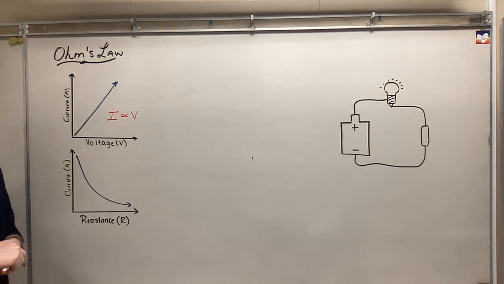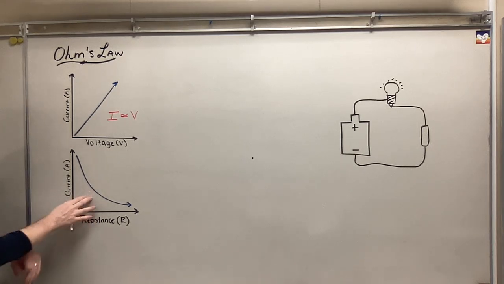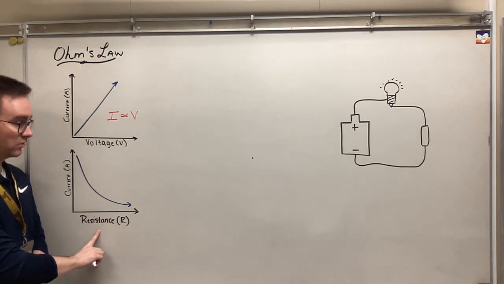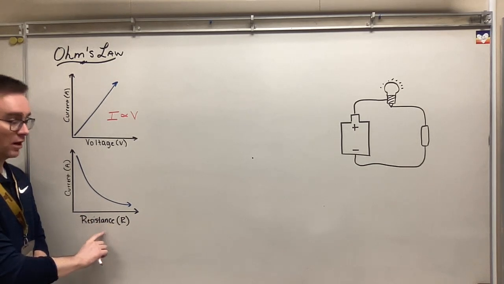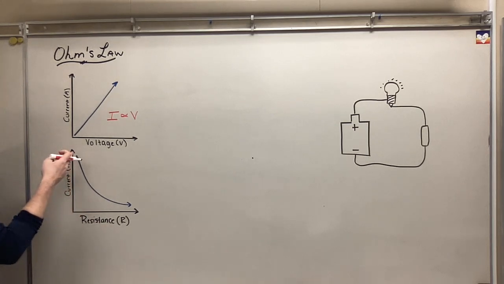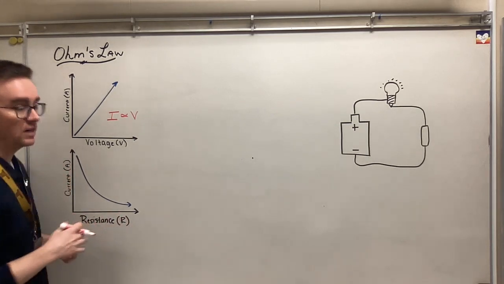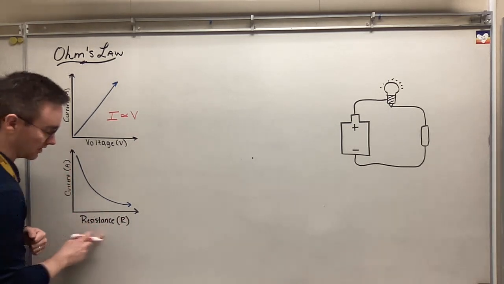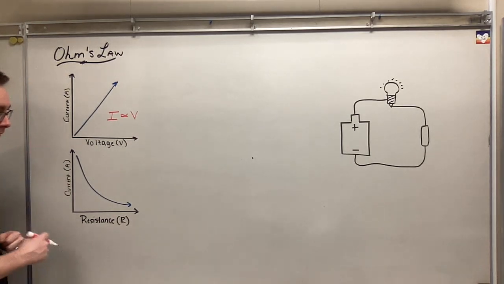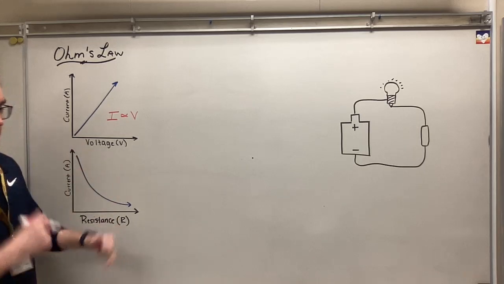And our second relationship, where we kept voltage the same, is the relationship between resistance, which we measure in ohms, and current, which we measure again in amps. As the resistance increases, the current is decreasing. That's why we get that negative slope.